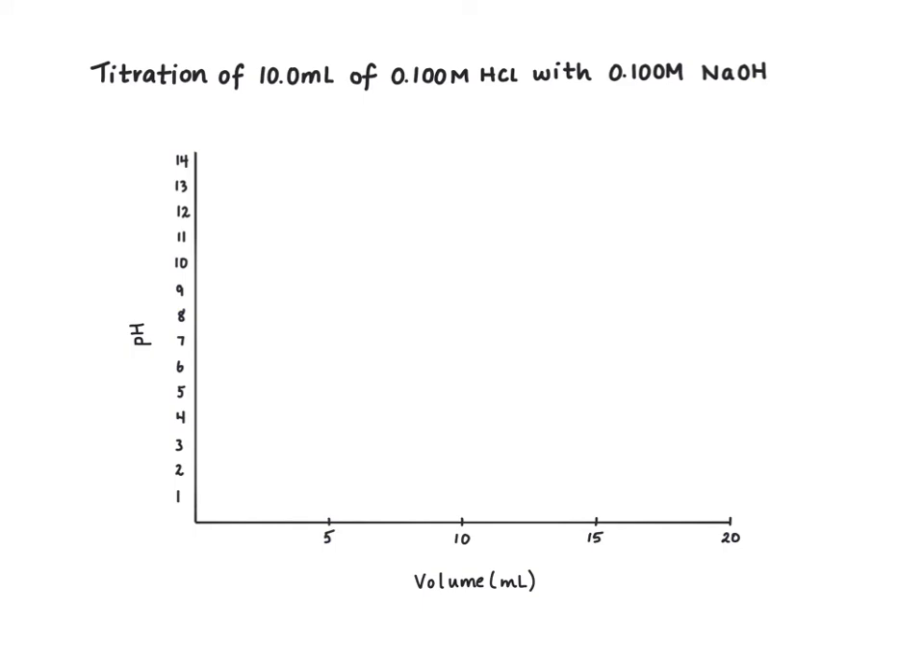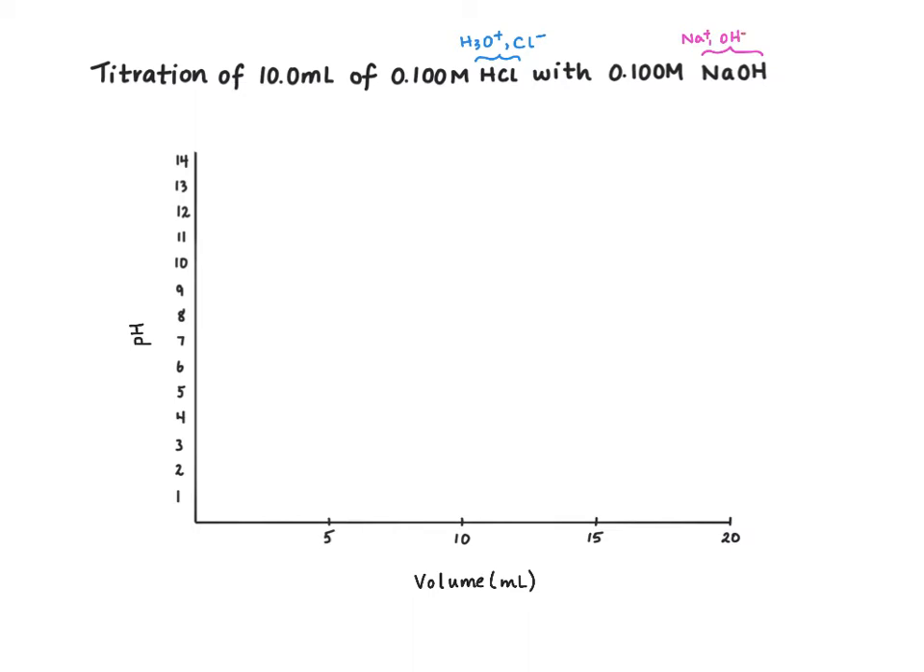So we're going to walk through the titration of a strong acid with a strong base. In this case, we're going to titrate 10 milliliters of 0.1 mole per liter HCl with 0.1 mole per liter NaOH. Our HCl is going to ionize in solution and will be present as H3O+ and Cl-. And our NaOH will dissociate in solution and will be present as Na+ and OH-.